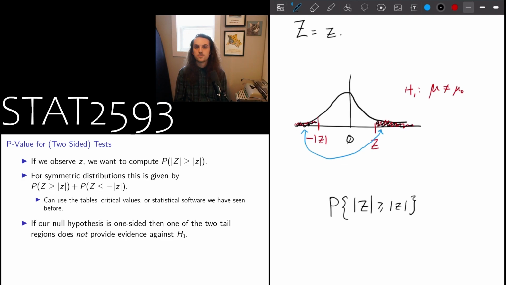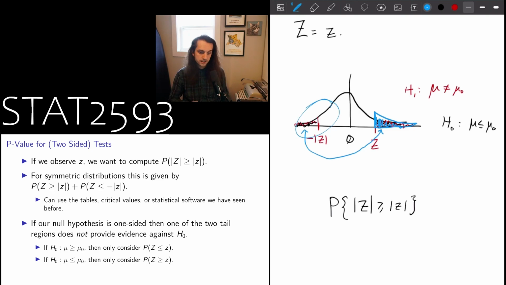Now, if our null hypothesis is one-sided, so we had instead H naught: mu less than or equal to mu naught, then observing something down here doesn't contradict the null hypothesis, right? And so in that case, only this upper tail would count. And so we don't take both of those. We only take the probability that it's larger than what was observed there. So if we're testing mu greater than or equal to mu naught for the null hypothesis, then we only consider the lower tail. If we're considering that the null hypothesis is what we displayed here, then we only consider the upper tail.